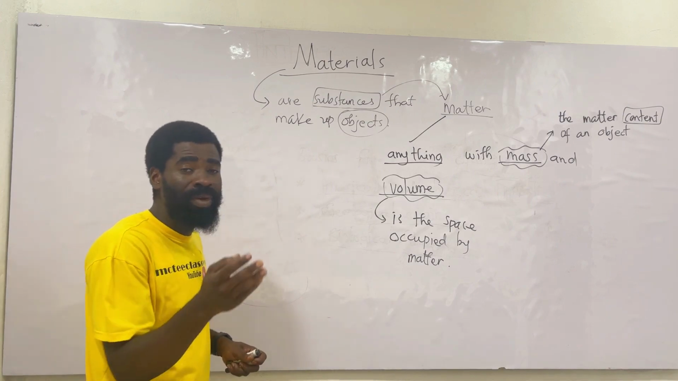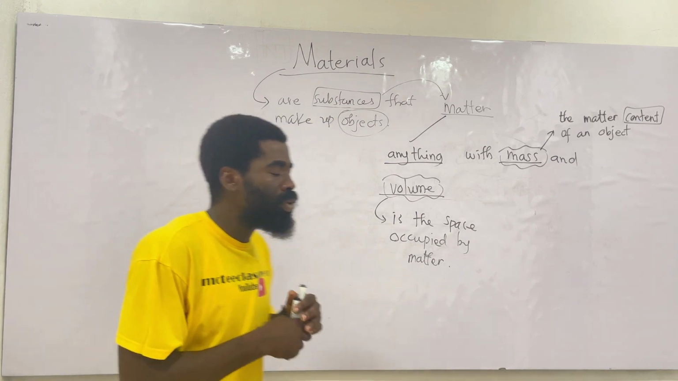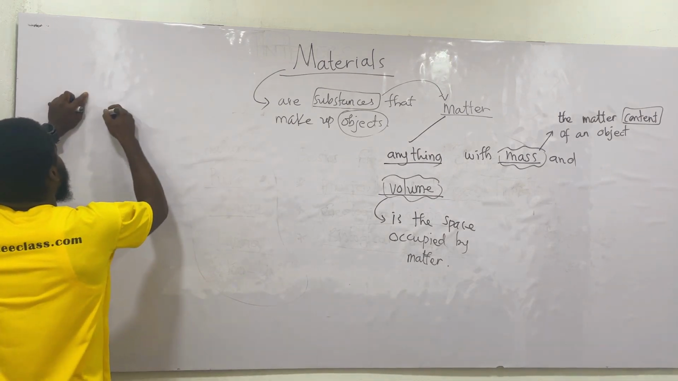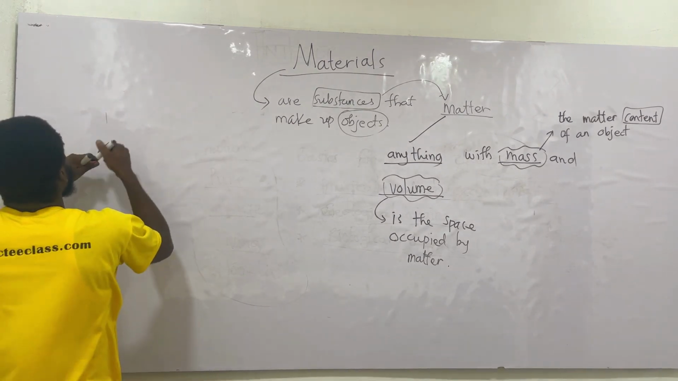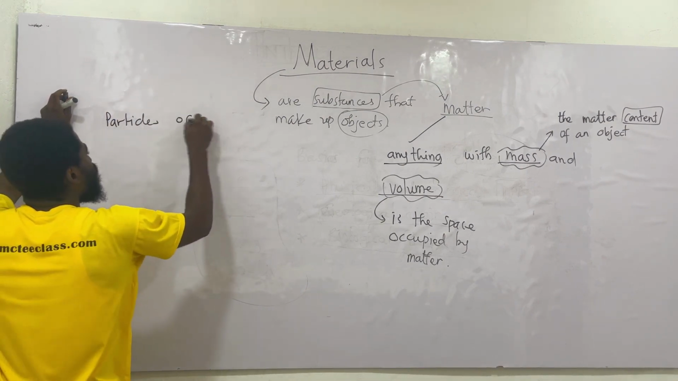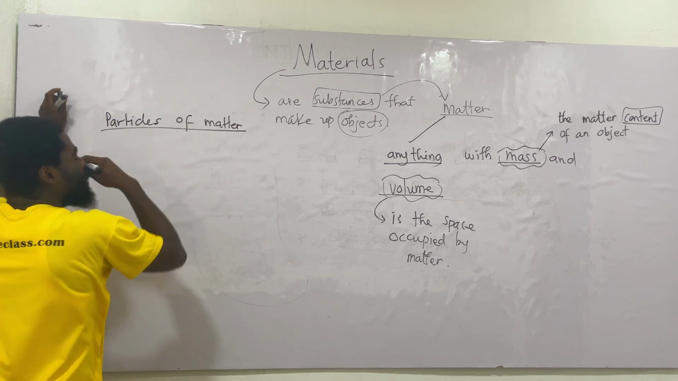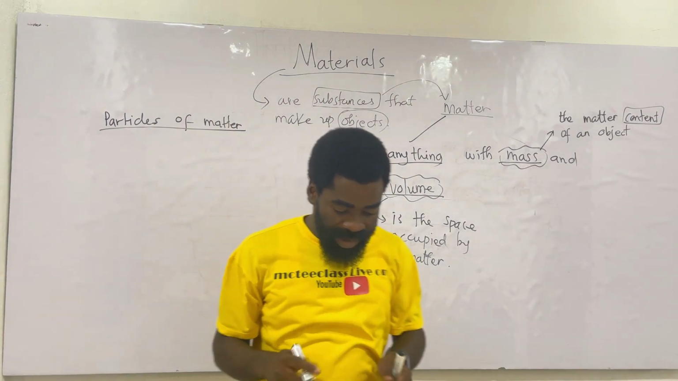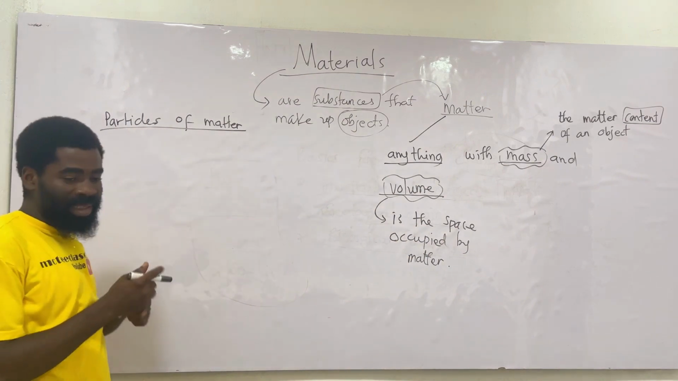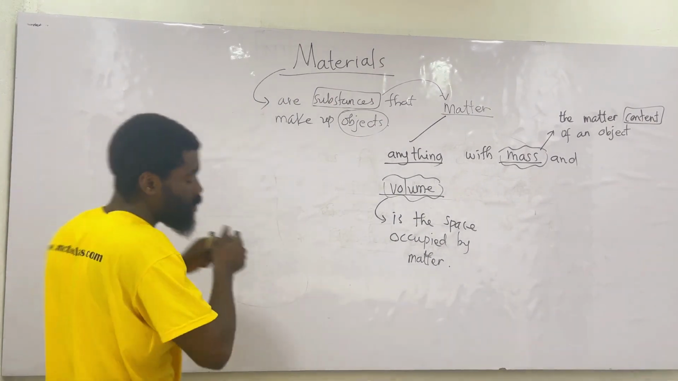Very small. You can't see them with your naked eyes unless you aid them with what? With a microscope. So note that matter. So we are looking at particles of matter. Matter is made up of particles. And I want to call that the particulate nature of what? Of matter. And the particulate nature of matter states... Let me write that. The particulate nature of matter.